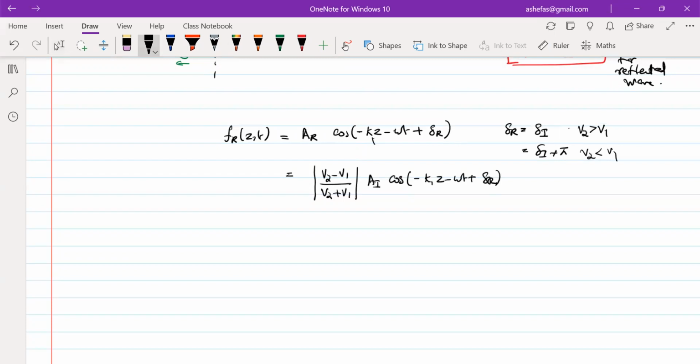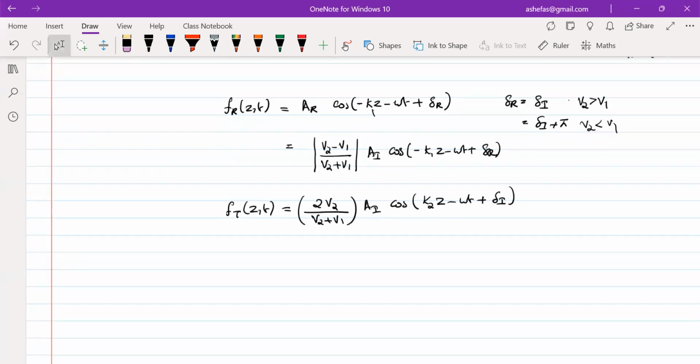And what about the transmitted wave? The transmitted wave Ft of z,t is 2V2 by V2 plus V1 times Ai cos of K2z minus omega t plus delta I. So we can write delta I there itself because delta I and delta t are same. So that's about the transmitted wave.